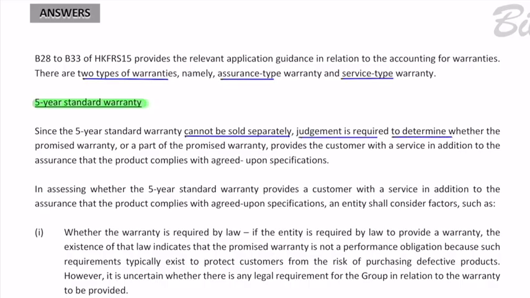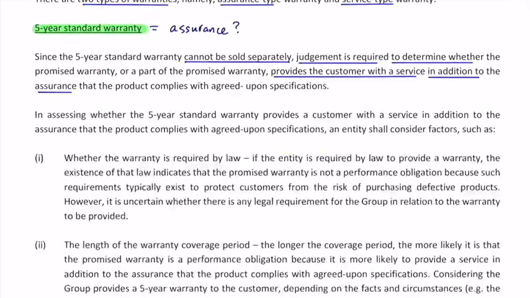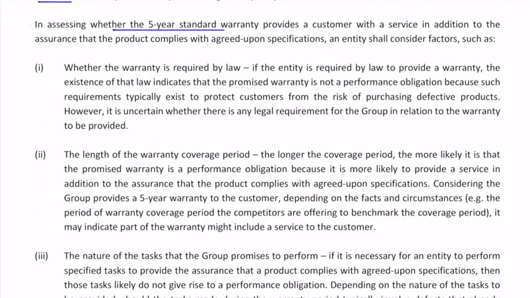Judgment is required to determine whether this warranty or part of this warranty provides the customer with a service in addition to the assurance that the products comply with agreed upon specs. In other words, we have to consider, is this warranty considered just an assurance warranty or is it an assurance warranty cum service warranty? In assessing whether the standard warranty provides the customer with a service in addition to assurance, these are the factors that we must consider.